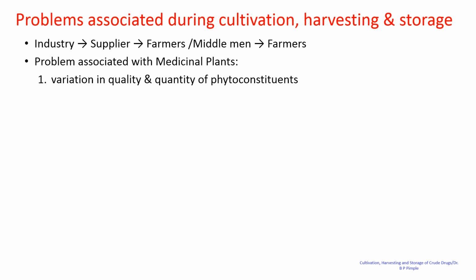Basically, during extraction of herbal drugs, the industry faces a major problem, and that is the quality and quantity of the phytoconstituent. This is not consistent between batches, because the season in which the crude drugs are isolated, the pesticides or fertilizers sprayed, and the geographical conditions all matter a lot for the quality and quantity of phytoconstituent. This varies throughout the year.